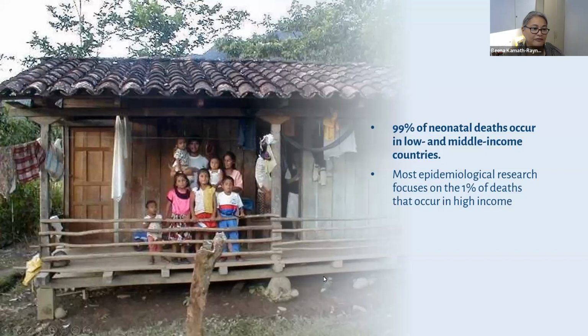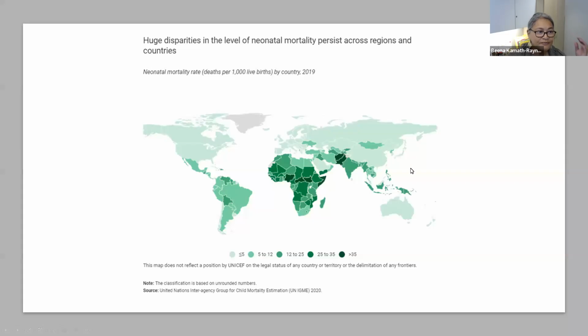Now, one of the big challenges in doing work in neonatal mortality around the world is that 99% of those deaths occur in low and middle income countries, but most of our epidemiological research focuses on the 1% of deaths that occur in high income countries. And there's also huge disparities in the level of neonatal mortality that persist across regions and countries.